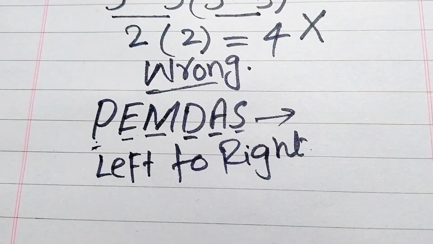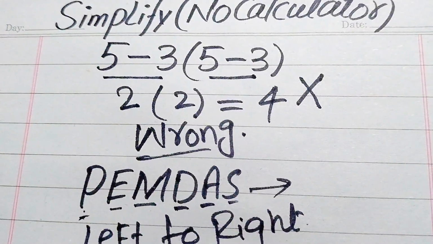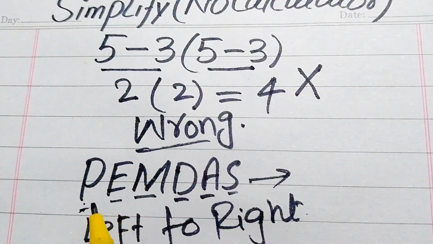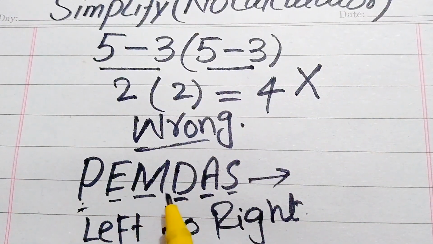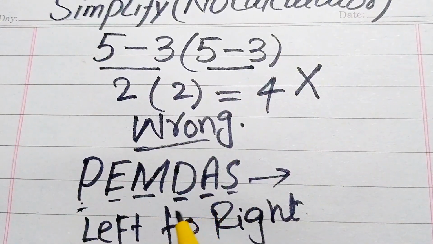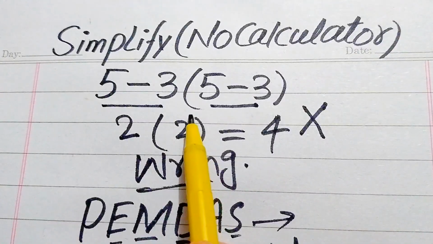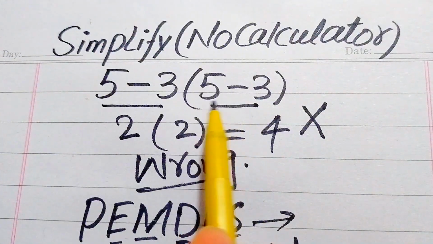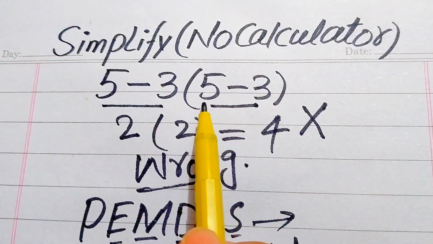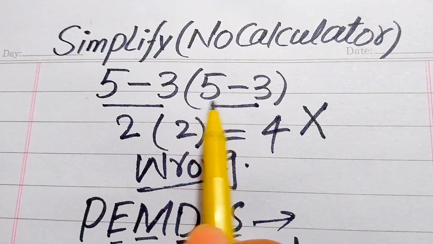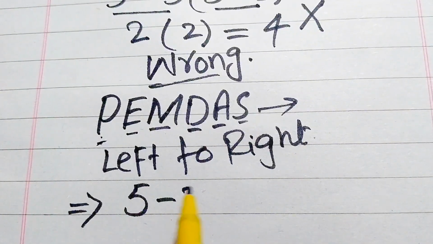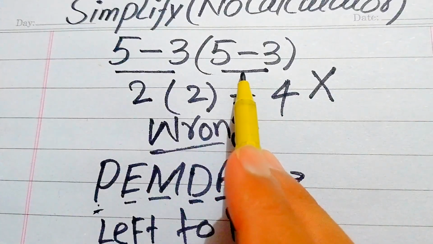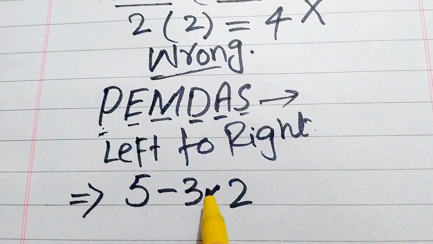Now we move towards our question statement. First we solve the parentheses, then the exponents, then the multiplication or division, and at last the addition or subtraction. Here we have parentheses first, so we need to solve inside the parentheses, where we have 5 minus 3. 5 minus 3 becomes 2. The 3 next to the parentheses means we have a multiplication sign here.